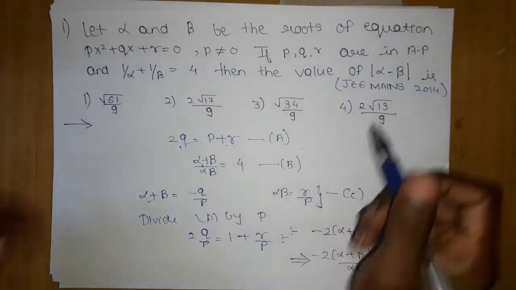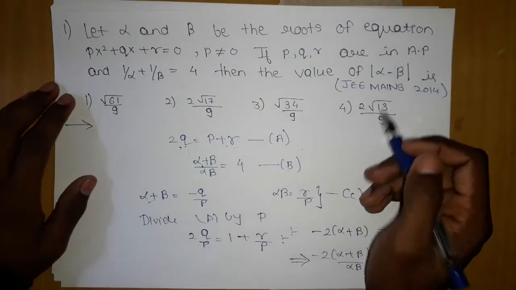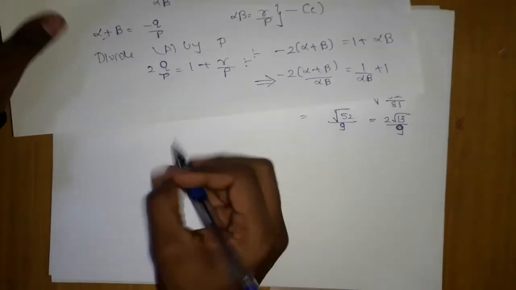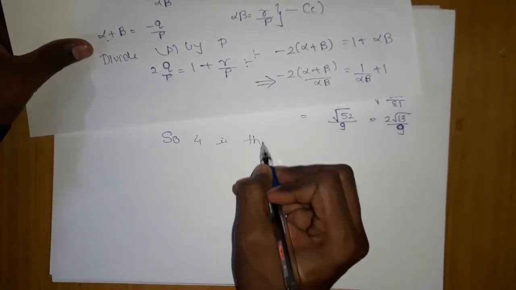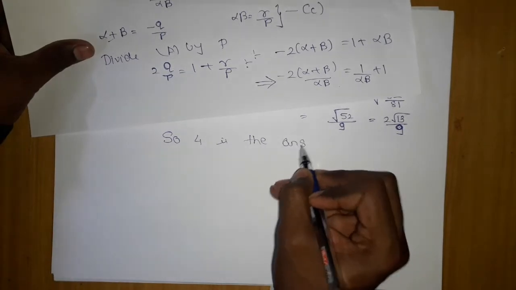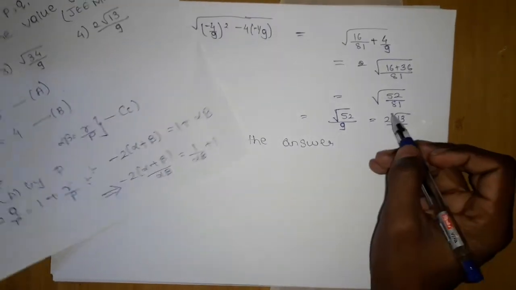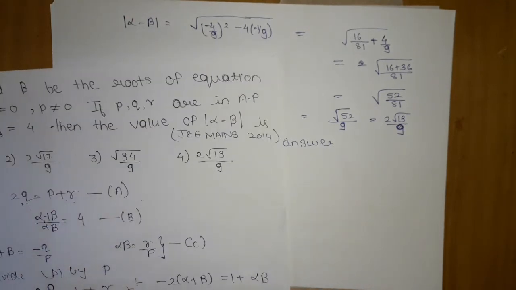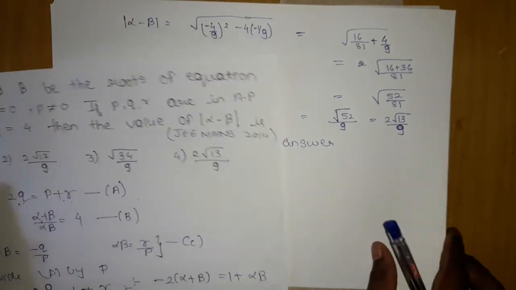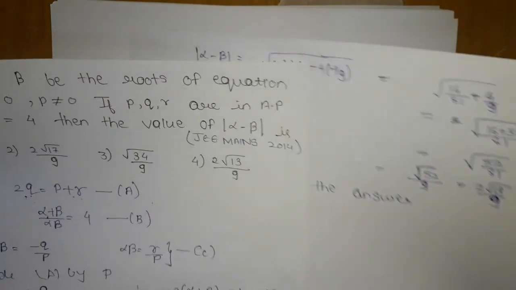Which is similar to this thing, which is option 4. So 4 is the answer. You can get the answer easily using the formula, but I chose the different way so you can understand. Not a difficult way, but just different paths to get the same answer. The more paths you know, the better it is for you.